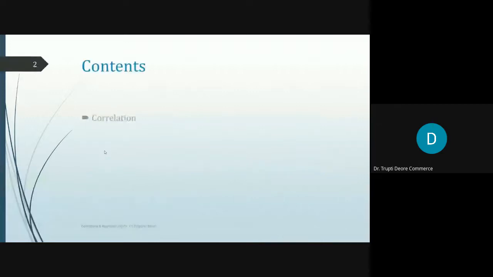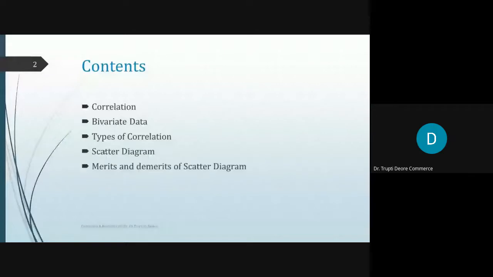What is correlation? What is bivariate data? Then types of correlation. What is a scatter diagram? Merits and demerits of scatter diagram. Then covariance and its properties. And what is Karl Pearson's coefficient of correlation? So we are going to see these 7 terms today.